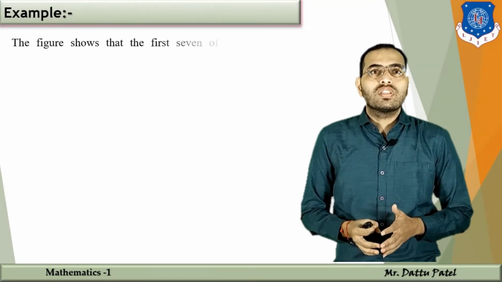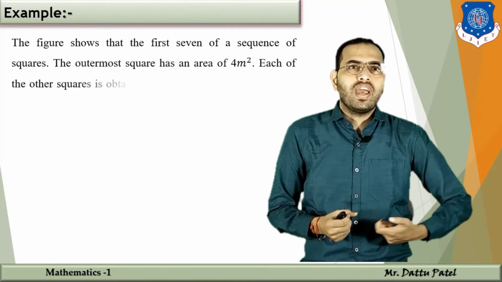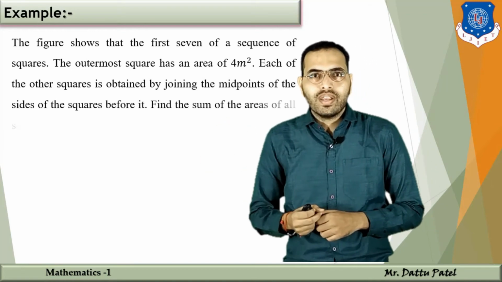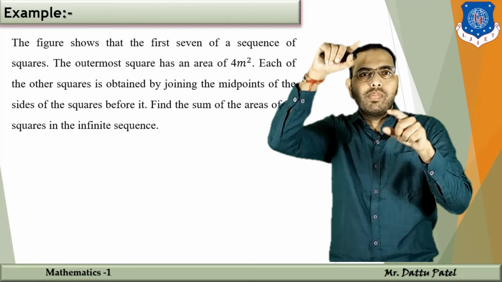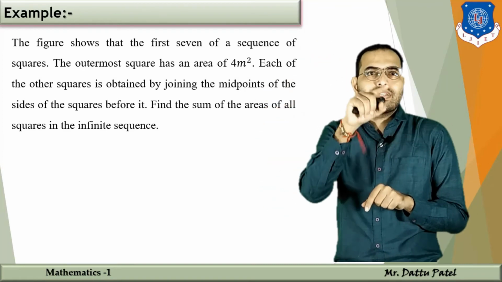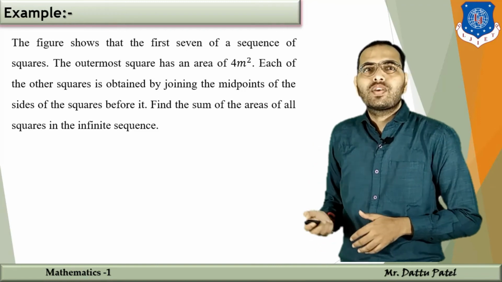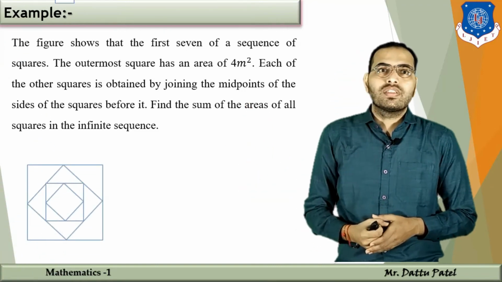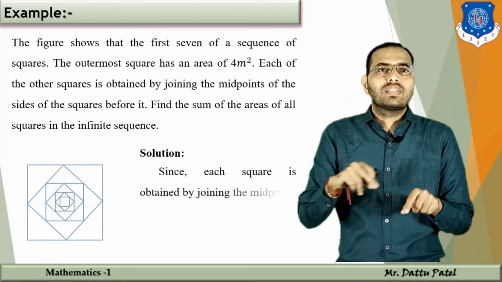The figure shows the first 7 squares of a sequence of squares. The outermost square has an area of 4 meters square, and each of the other squares is obtained by joining the midpoints of the previous square. Find the sum of the areas of the squares in the infinite sequence. Here let's see the figure. There are the 7 squares of the sequence.